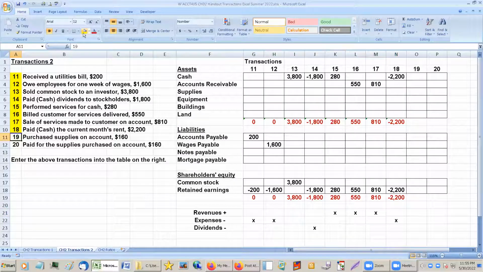Purchase supplies on account. So supplies went up. We have 160 more of supplies. We purchased it on account, so we owe more. We owe 160 more.